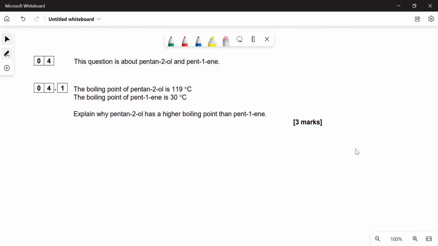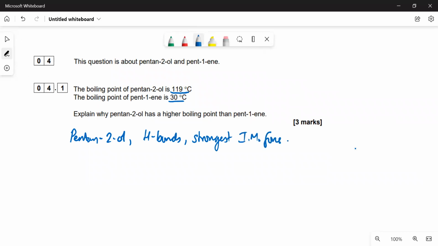Question about Pentane 2-ol and Pent-1-ene. The boiling point of Pentane 2-ol is much higher than that of Pent-1-ene, and we must explain why. Of course it is, because Pentane 2-ol molecules can form H bonds, which are the strongest intermolecular force. You need a lot of energy to break that, a lot of energy to overcome them.